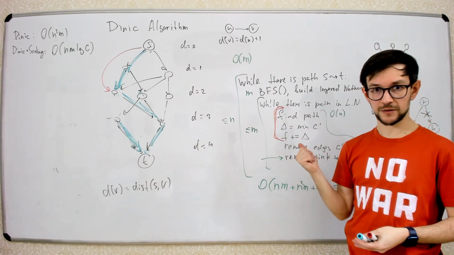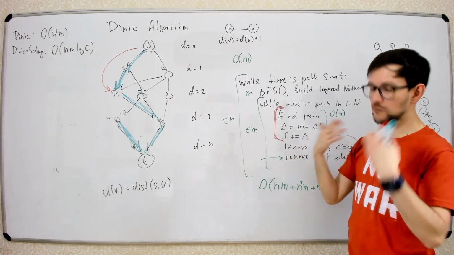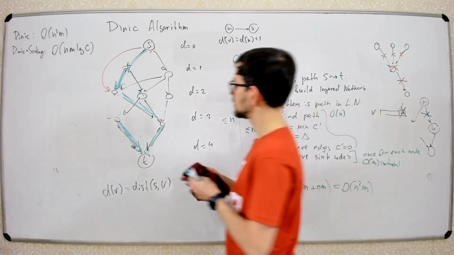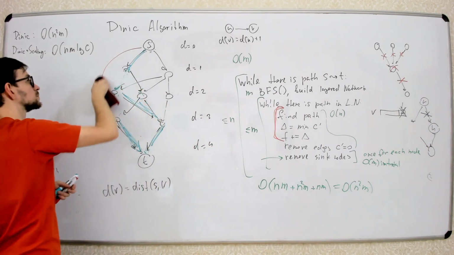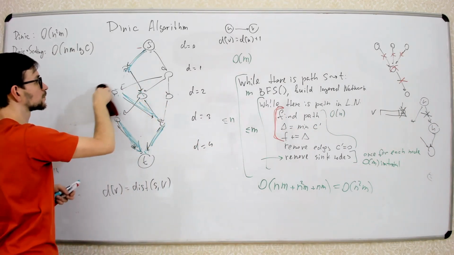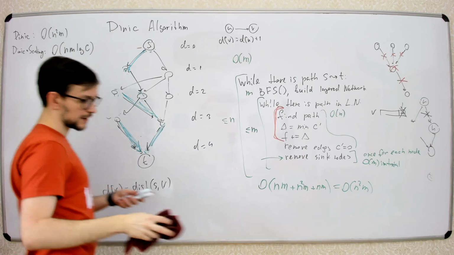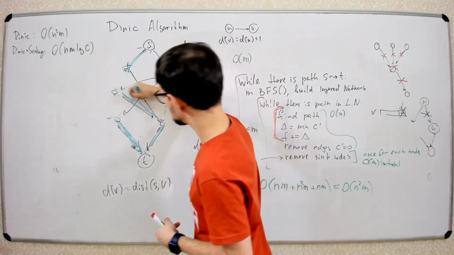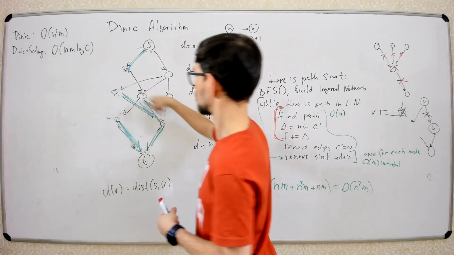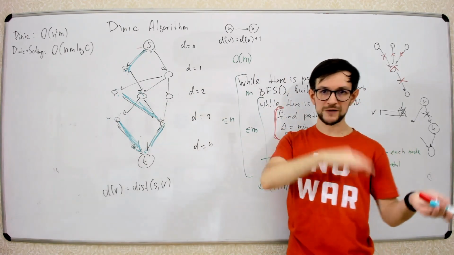Now we find another shortest path. Remove the minimal edge, let's say this edge. And again, we will keep these edges marked. So this edge is marked, this edge is marked, this is marked. These marked edges are the parts of the previous shortest paths.